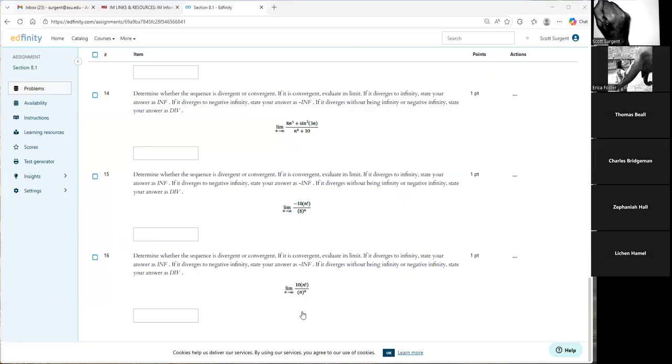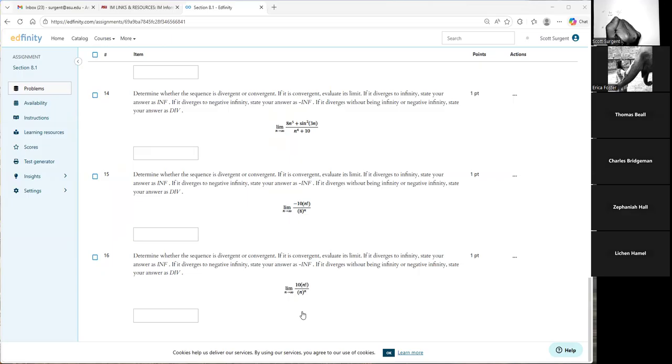So let's look at 15 right now. Determine whether the sequence is divergent or convergent. If it is convergent, evaluate its limit. If it diverges to infinity, state your answer is INF. If it diverges to negative infinity, and so on. And if it diverges without going to either of the infinities, just write div. So what we've got here is the limit as n goes to infinity of negative 10 factorial over 8 to the n.